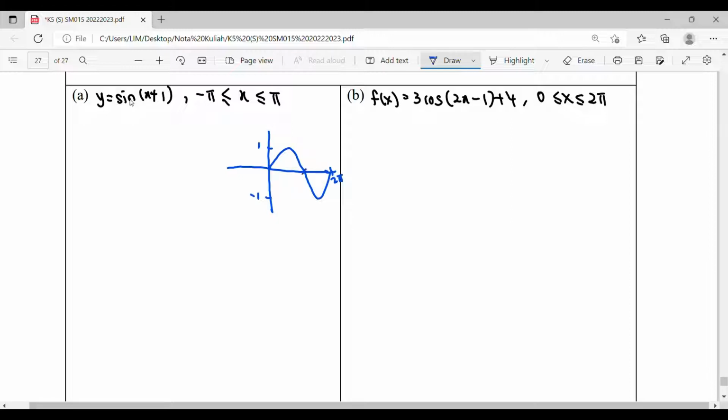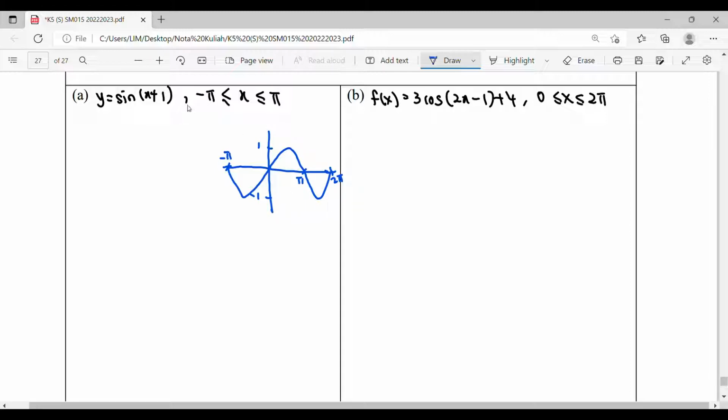So the intersection here is pi. It will be the same for the negative part. We go to negative pi and down to -2 pi. So look at our question here. First we see its amplitude. The coefficient here is 1, which means this graph still has an amplitude of 1, and then it will go down to -1.